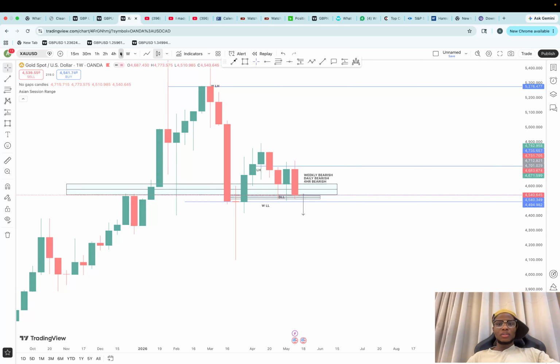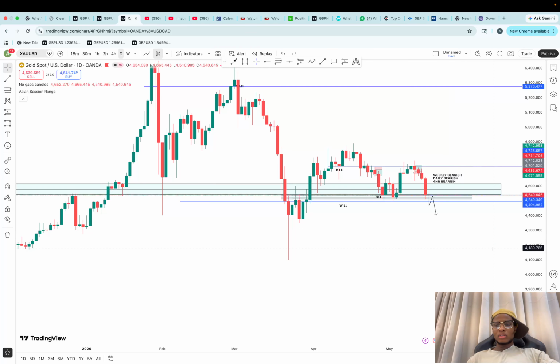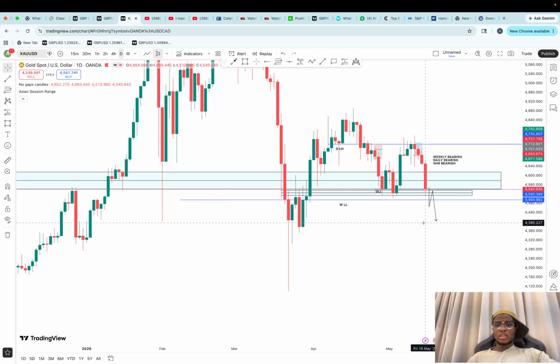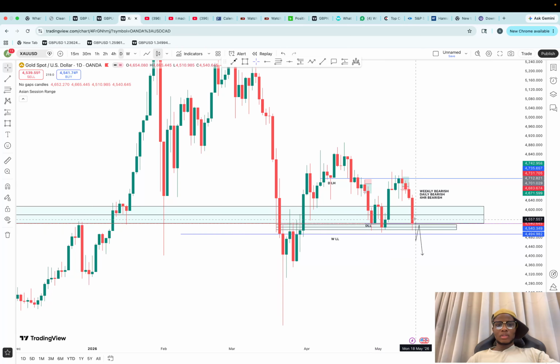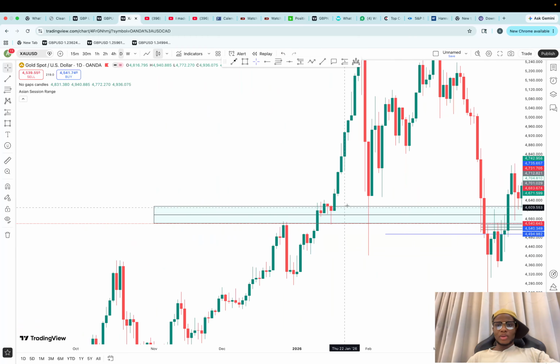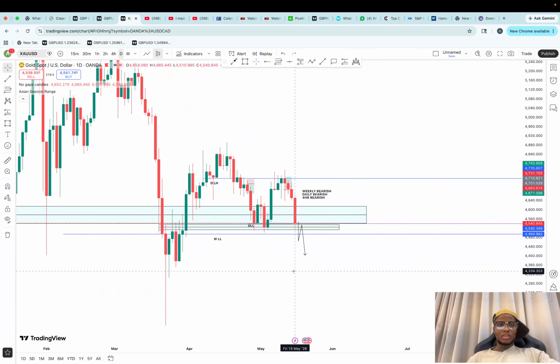Coming down to the daily, we are also bearish. This is our lower low, this is our lower high on the daily. On the daily I'm waiting for this market to break out of this zone, because whenever we retest, we buy to the upside. Whenever we break below, retest, push to the downside. Whenever we are above, retest to the upside. Whenever we are below, retest, push to the downside as a resistance.